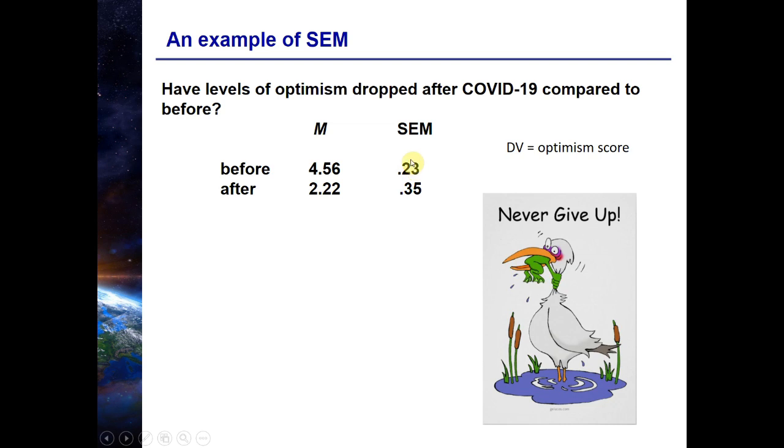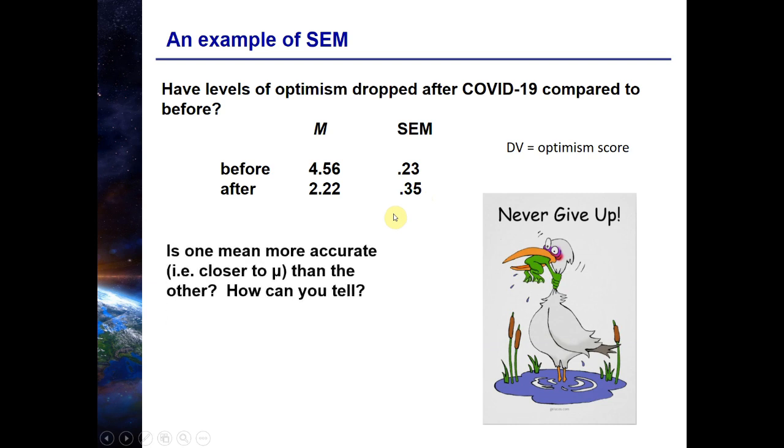So for each mean, we're going to calculate sampling error. With this one, we need to know the standard deviation of the sample and the sample size, but once we have that, we do the calculation, and let's say it comes out to be 0.23. This one here, we do the calculation, and it comes out to be 0.35. So we can see that the estimates of sampling error are different for our two different samples. This one is higher.